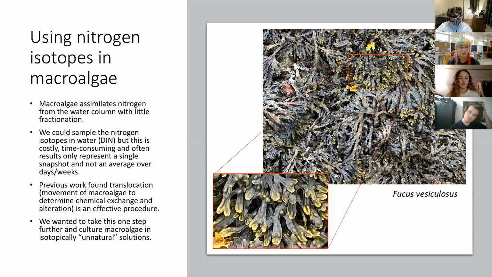So what we want to do is just take it one step further and culture the macroalgae in isotopically-labelled solutions. So this means changing their delta 15N to something really unnatural, with the aim of then putting it back into the environment, and then the theory is that it will converge back on the pollution point.